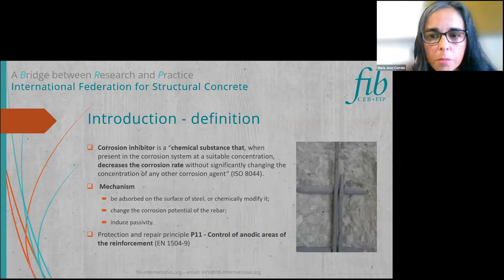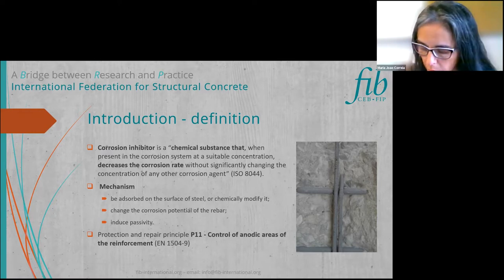A corrosion inhibitor is a chemical substance that decreases the corrosion rate by being absorbed on the surface of the steel or chemically modifying it, by changing the corrosion potential of the rebar, or by inducing passivity. Generally, the corrosion inhibitor controls the anodic areas of the reinforcement.